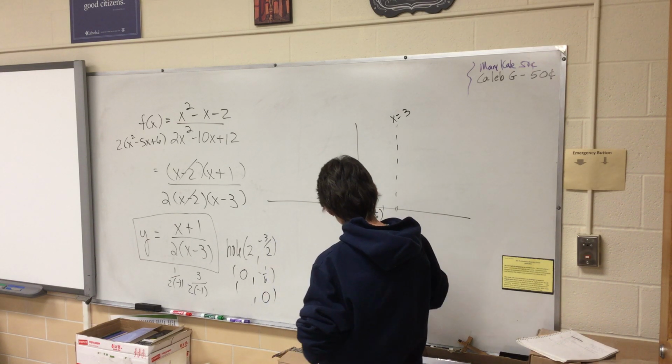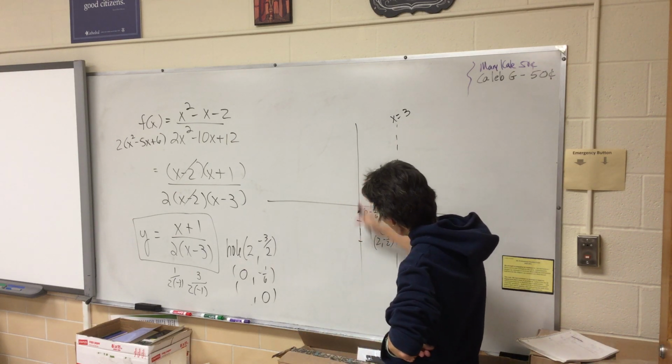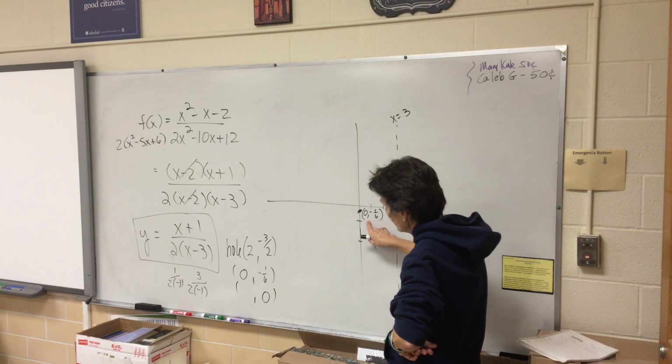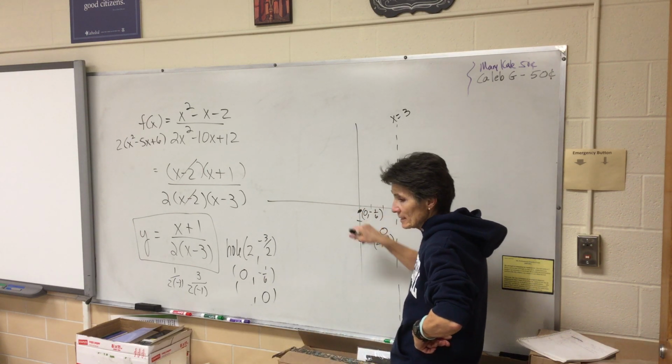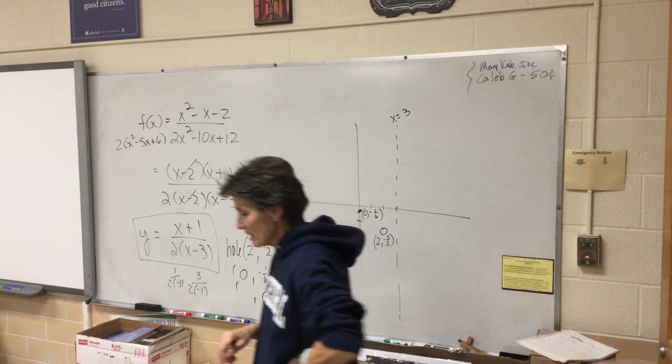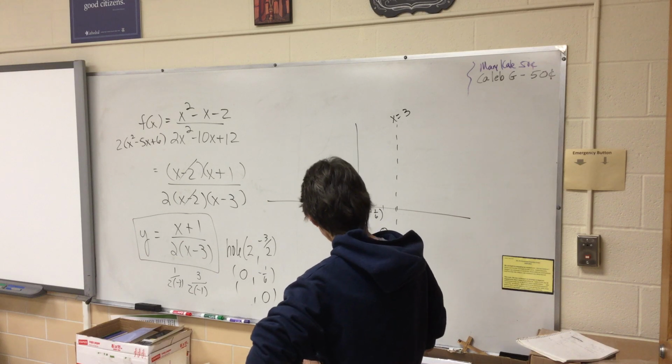Now notice when I actually plot that point, it's on the y-axis, right? Which makes it the y-intercept. So that point is the y-intercept, and I know that because when I plotted it, I put it on the y-axis.